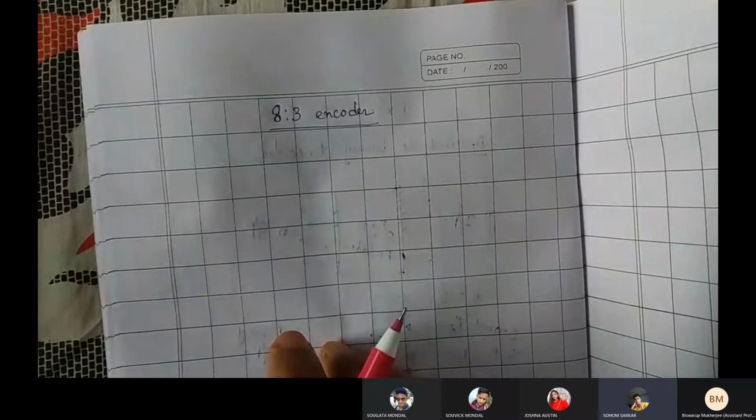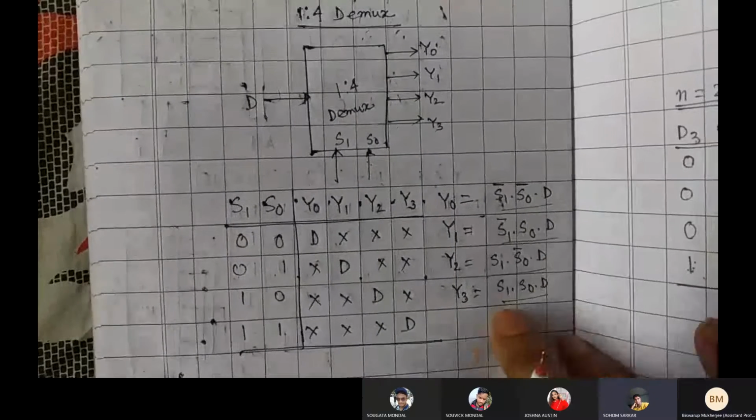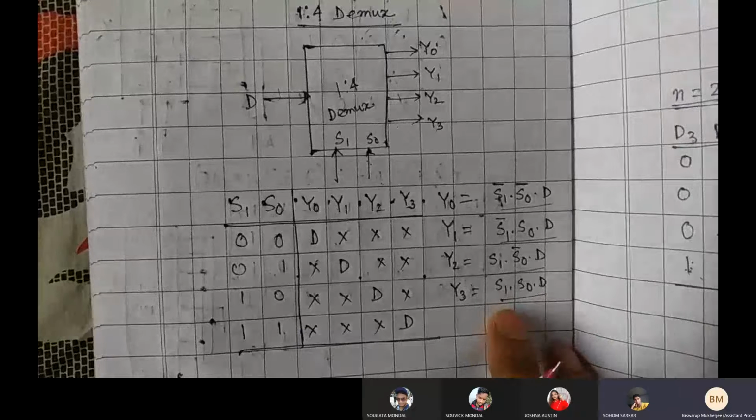1:4 demultiplexer টা একবার করাবেন? 1:4 demultiplexer এইটা হ্যাঁ, সেকেন্ড 1:4 demult. Okay.